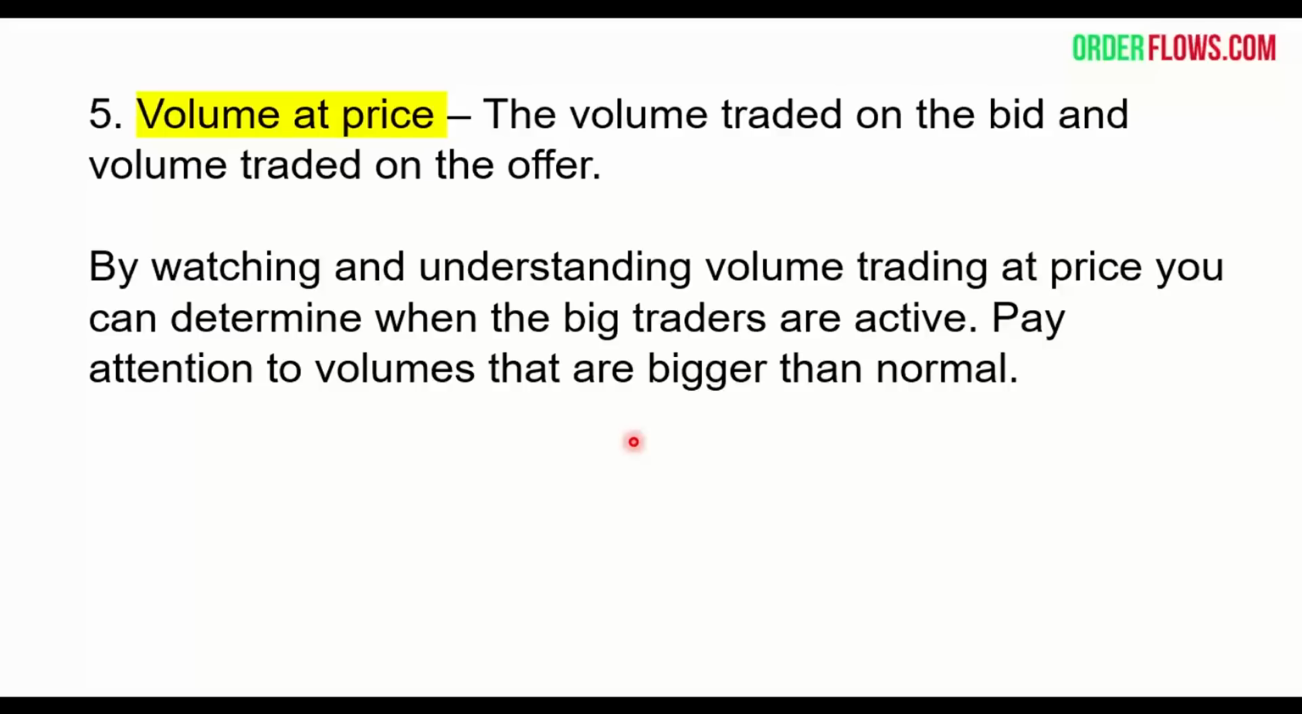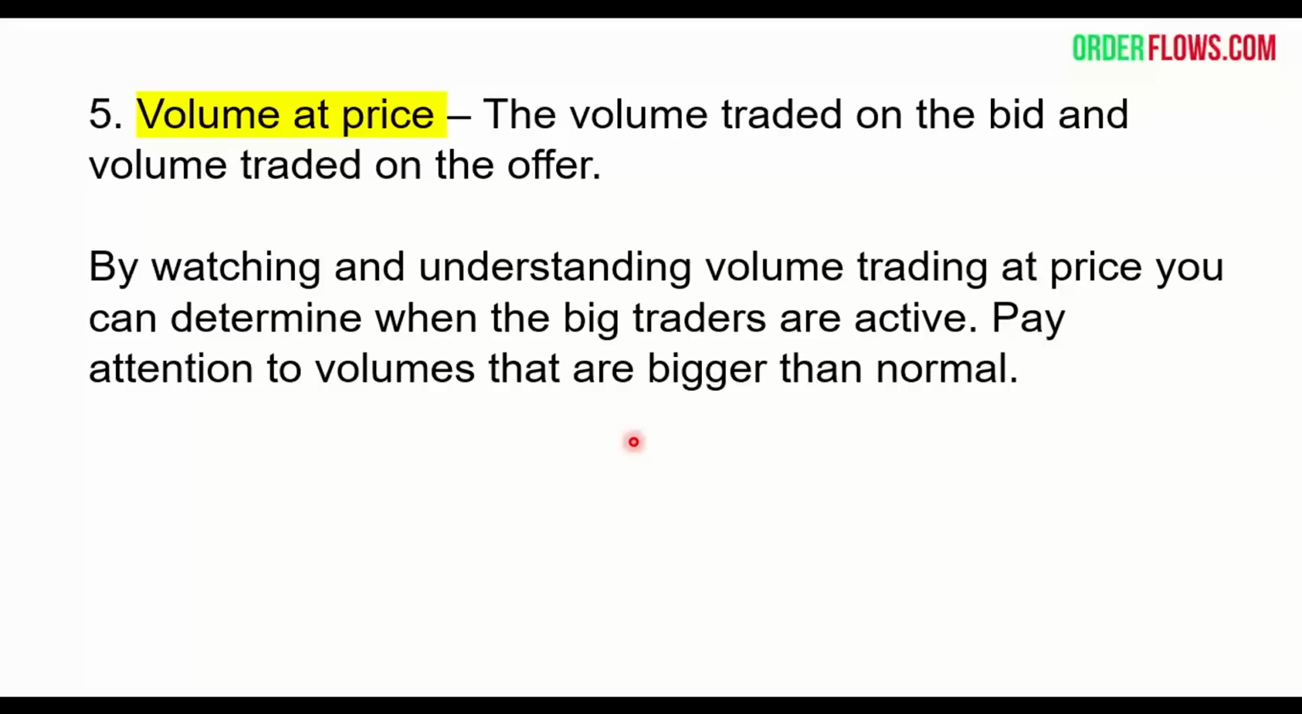Now, volume at price. Obviously, to see volume at price, you can't be looking at a candlestick chart. You need to be looking at a footprint chart, an order flow chart, because you're going to be looking at the volume traded on the bid and the volume traded on the offer. If you're looking at a DOM, it's going to be hard to track, unless you're like Rain Man or something and can process all those numbers instantly. That's why we use an order flow footprint chart to make it easier to see.